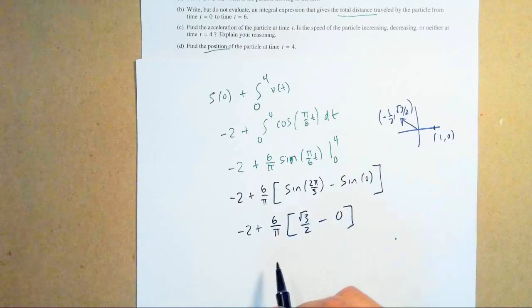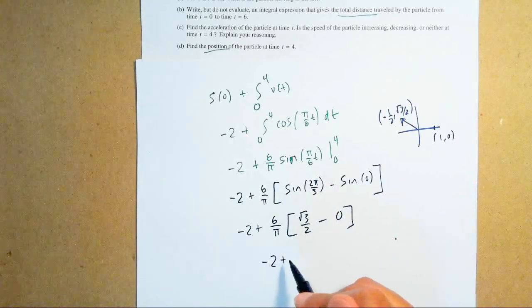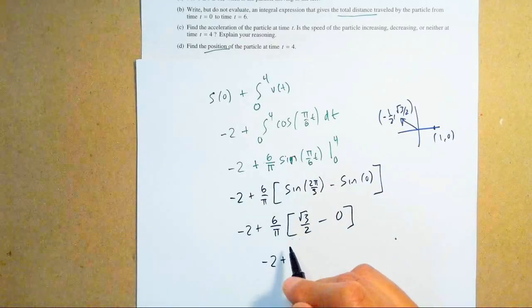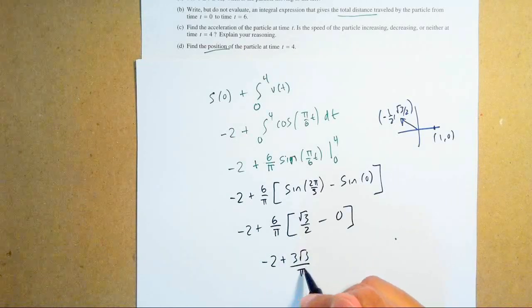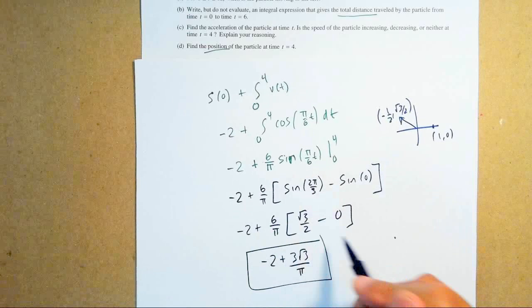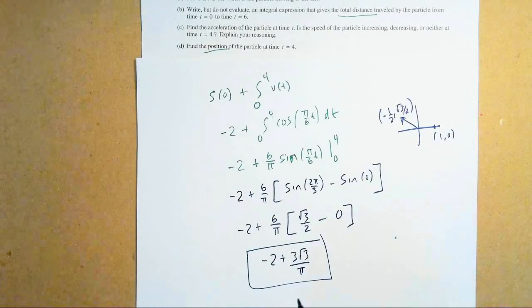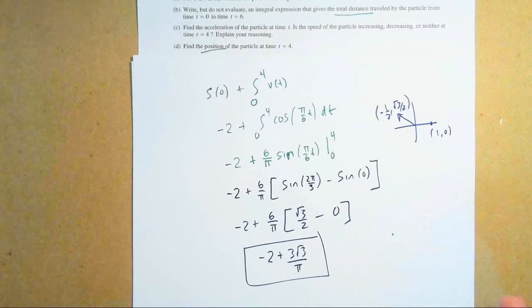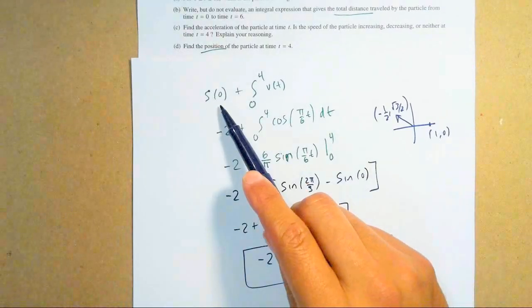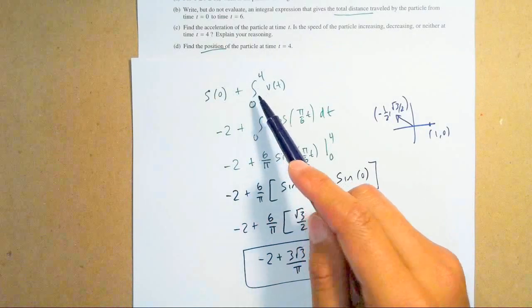So pretty much you're going to get negative 2 plus, and if you were to simplify this out, this is going to be 3 radical 3 over pi. And that right there is your answer. So this will be the position at time t equals 4. So whenever you hear find the final position or find the position dealing with a particle, you have to include the initial. Initial plus the area between that, and you're done.